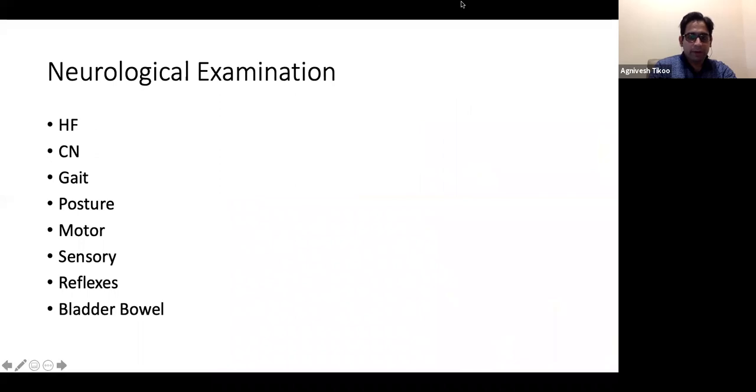Now, very briefly, I will go through the neurological examination. Whenever you have a spine patient and the neurology is normal, your job is finished. So half of your examination goes away, you just have to say that the neurological examination is normal. If the examiner asks, then you come to the examination. But if the patient has a deficit, then you need to do a detailed neurological examination.